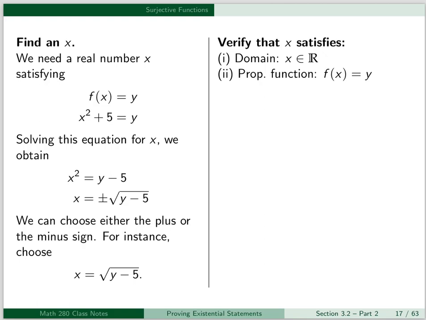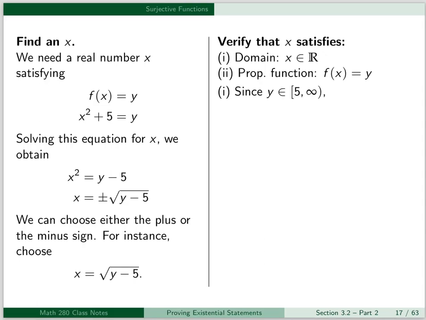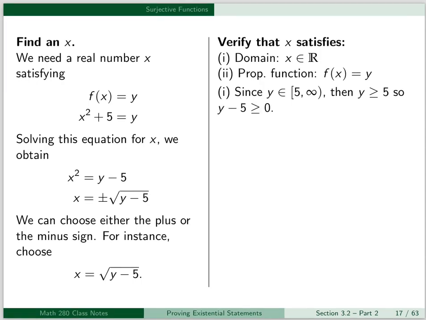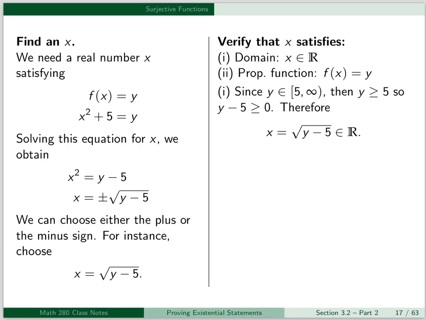So we've now found our x, and so we're ready to move over into the right-hand column. And we can say that since y is in the interval from 5 to infinity, then y is greater than or equal to 5, so y minus 5 is greater than or equal to 0. Since y minus 5 is greater than or equal to 0, then it tells us that x, which is the square root of y minus 5, will be a real number.